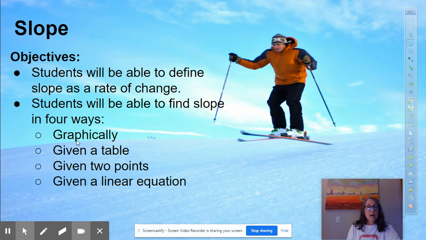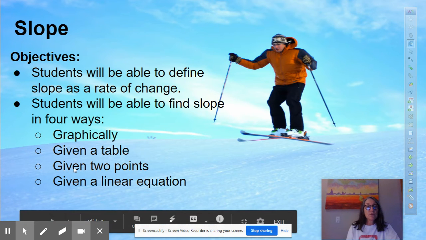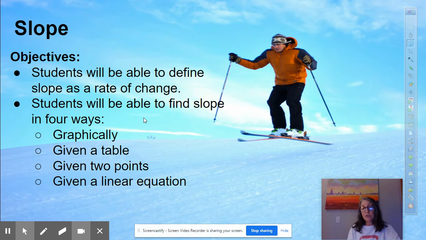So in this lesson, we're coming down here and we're going to do the slope given 2 points. And at the end of the lesson, you should be able, when you're given 2 points that lie on the line, to find the slope of that line.